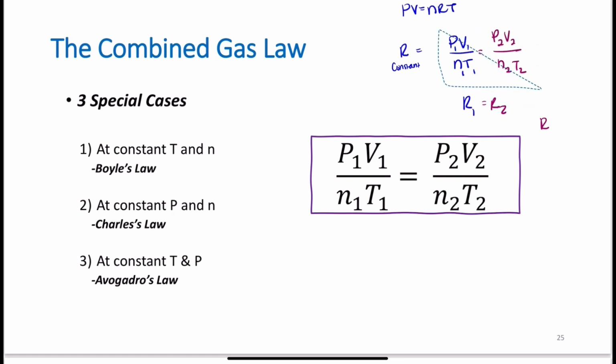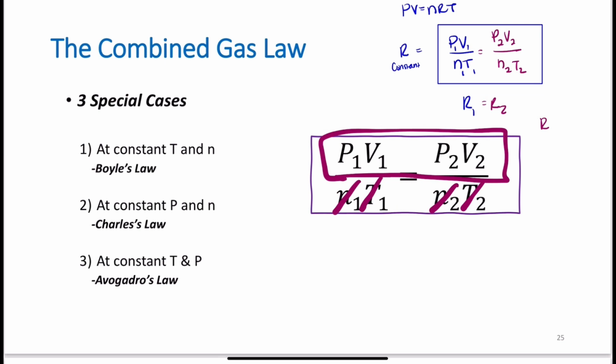The two equations are equal, and this is called your combined gas law. Three special cases here. Again, I just remember the ideal gas law. I can derive the combined gas law very quickly, and then I can use these special cases as needed. If we have constant temperature and number of moles, my temperature is constant, so it's not changing. My number of moles is constant, so it's not changing. Notice I get Boyle's law: P1V1 equals P2V2.